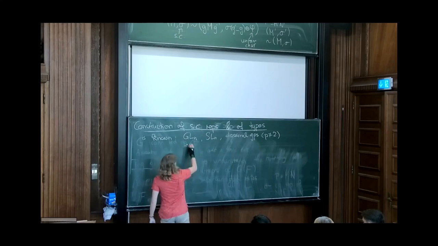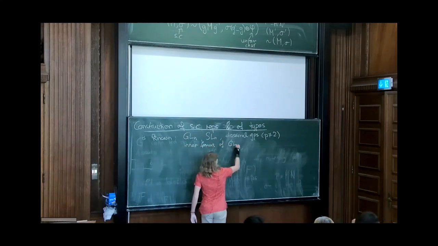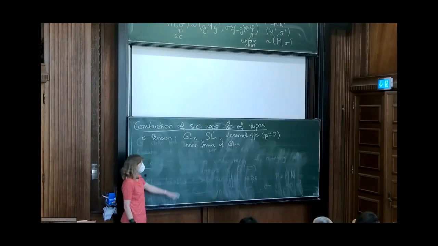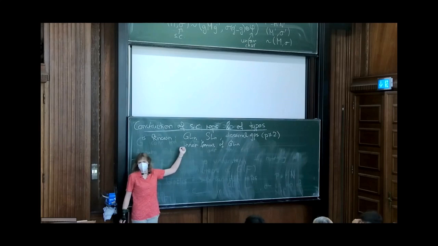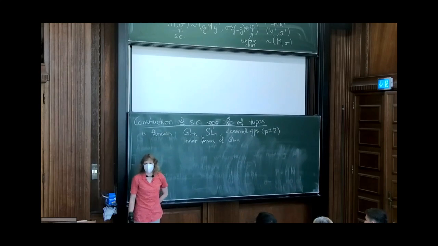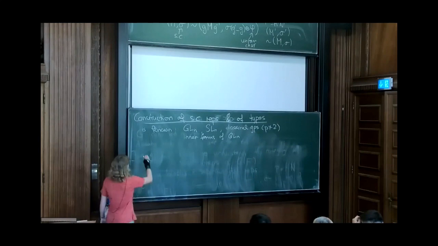We also know it for inner forms of GLN, thanks to work of Sécherre and Stevens. So that's just GLN over a division algebra. Again, it's the same techniques as GLN. But today I want to talk about the setting for all groups together. So what do we know for general G?